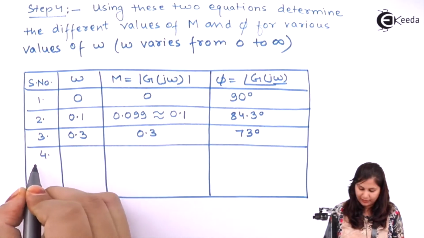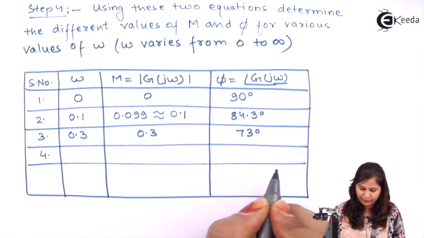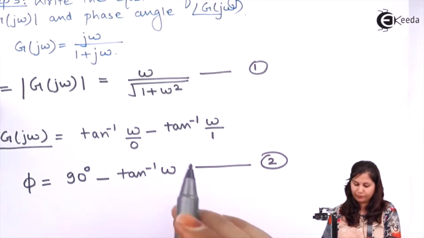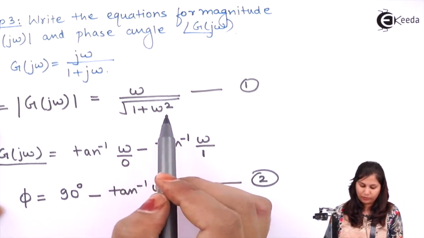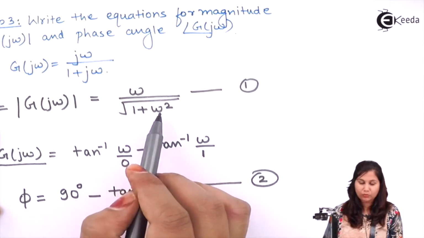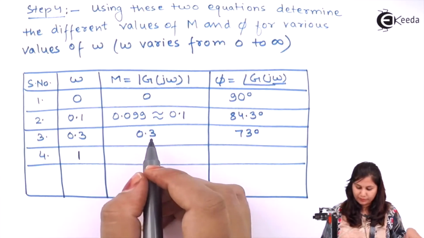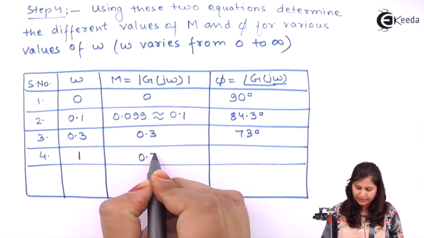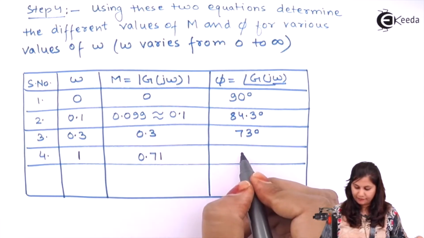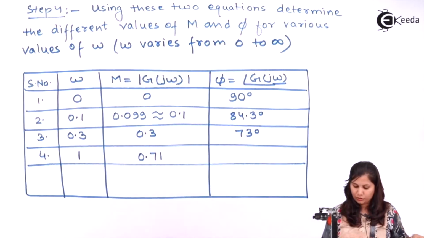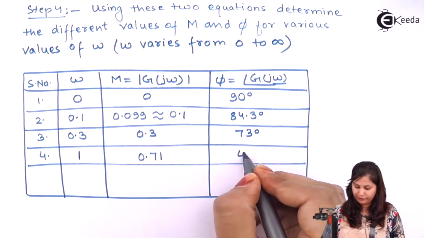Similarly, for various values, obtain the magnitude and phase. For omega equals 1, if we put 1 here, then 1 upon the square root of 1 plus 1 squared, that is 2, so it will come out to be 0.71. And the phase angle, here we are having tan inverse of 1, so this will be 45 degrees.